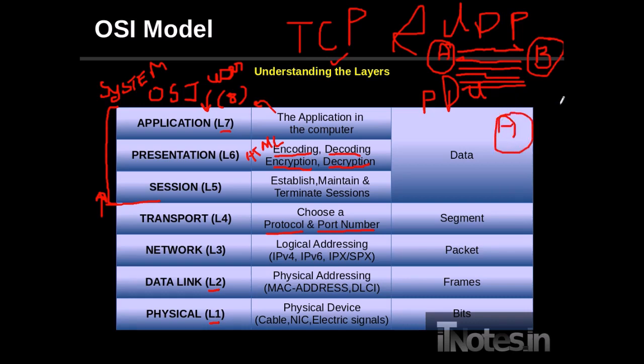UDP, on the other hand, just says, go ahead, this is my data. There's no acknowledgement. Host A doesn't know whether host B received the data. So what do you see from here? TCP is slow. UDP is fast.